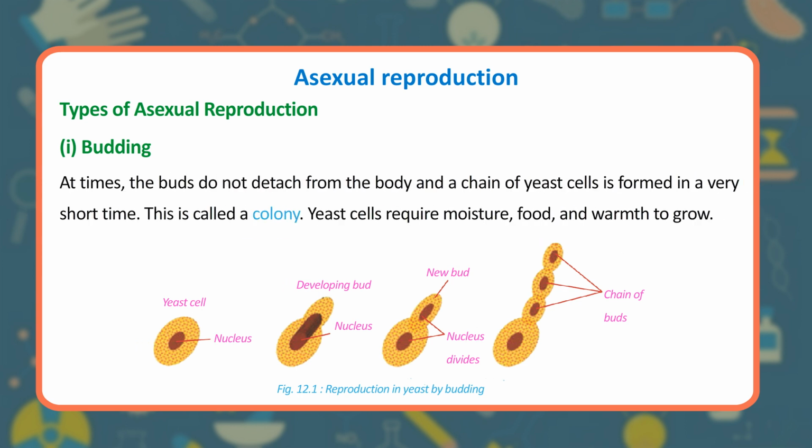At times, the buds do not detach from the body and a chain of yeast cells is formed in a very short time. This is called a colony. Yeast cells require moisture, food, and warmth to grow. Yeast cell. Nucleus. Developing bud. Nucleus. New bud. Nucleus divides. Chain of buds.